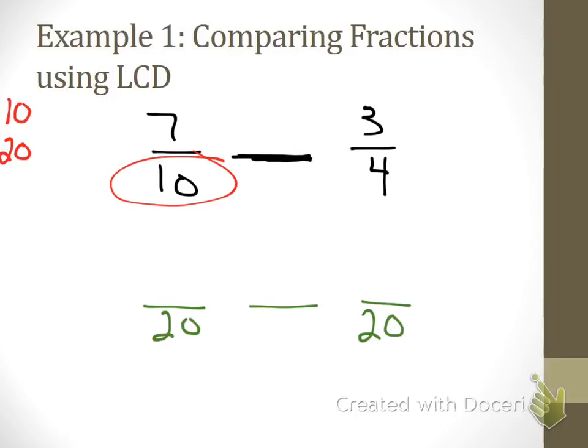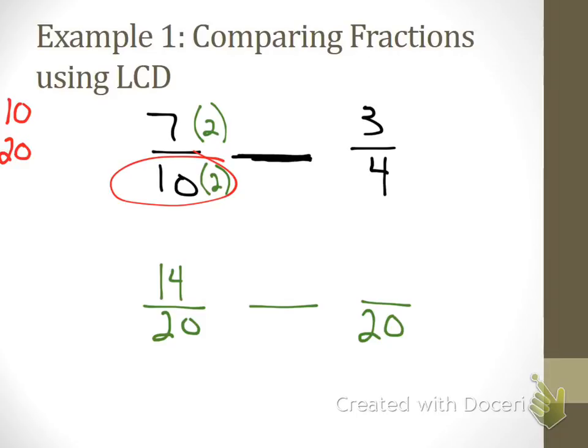Now, I need to make my numerator bigger by the same ratio. So I have to ask myself, what did I multiply 10 by to get to 20? 2. So since I multiplied 10 by 2, I also multiply 7 times 2 to get 14. I want you to try the second fraction. Finish making an equivalent fraction with a denominator of 20.